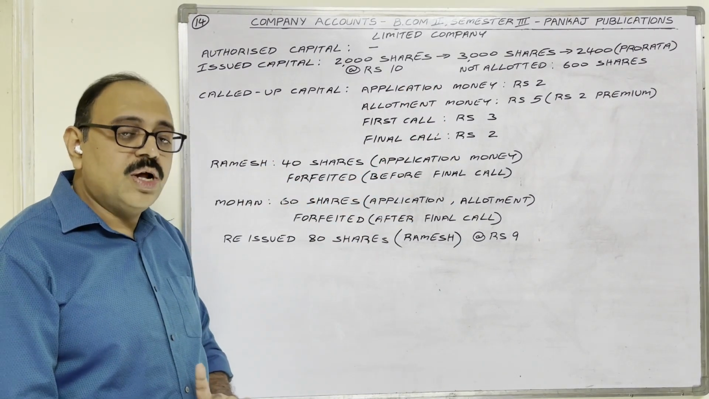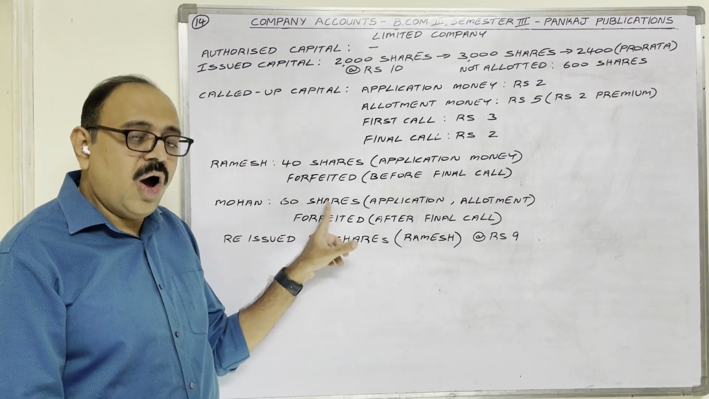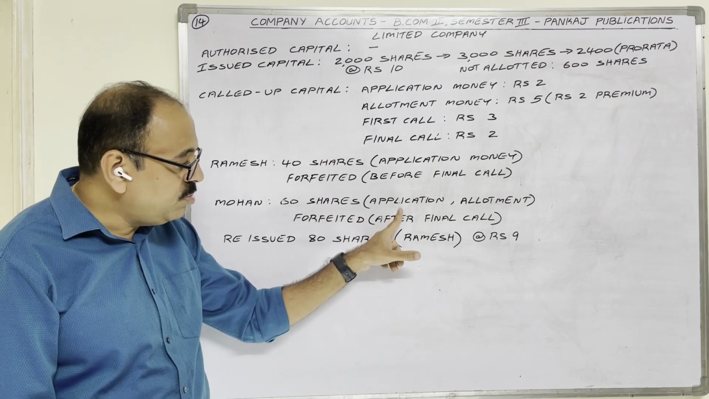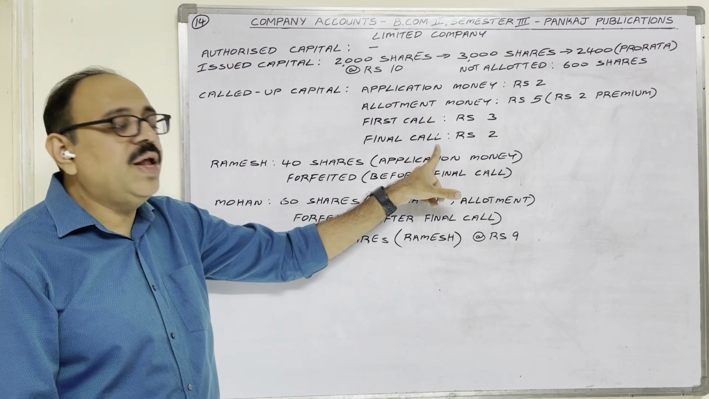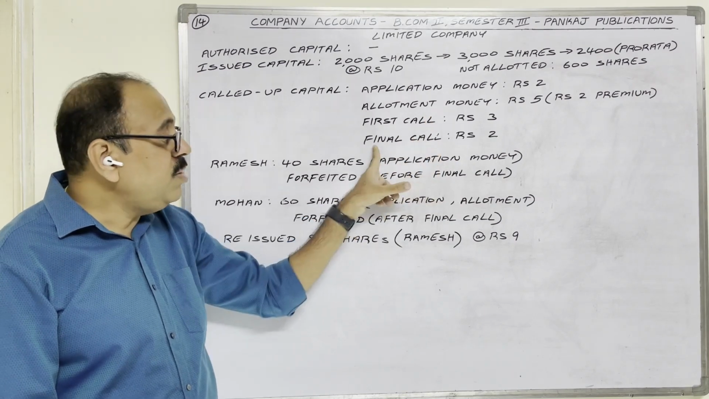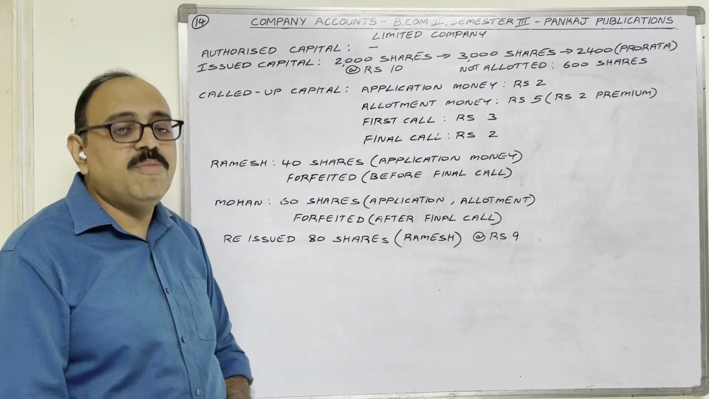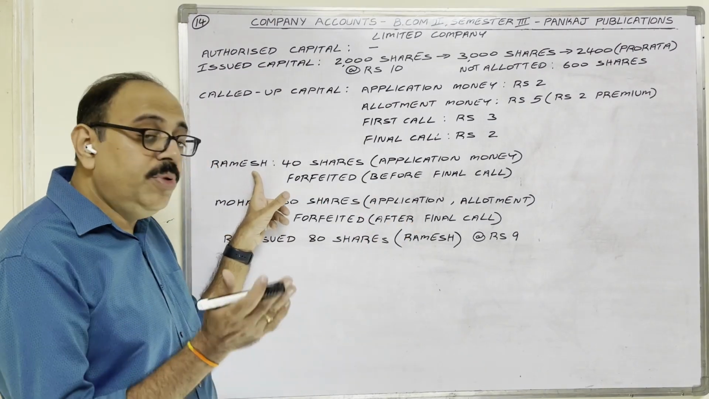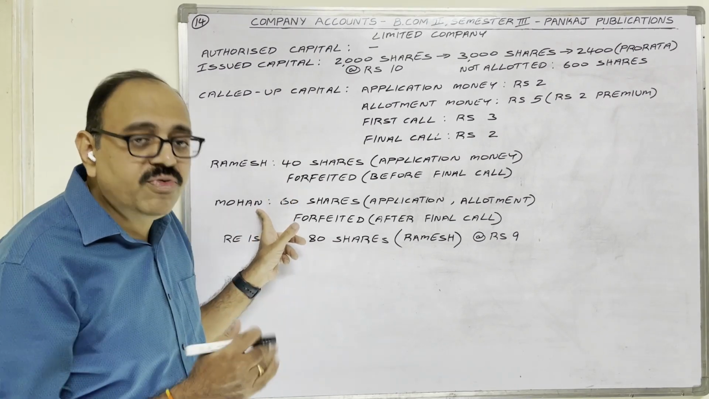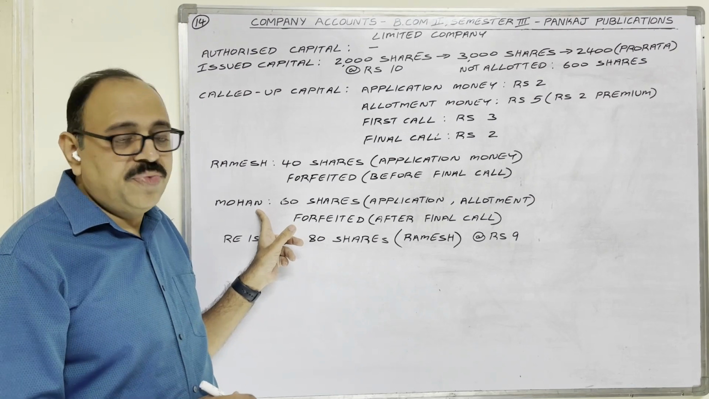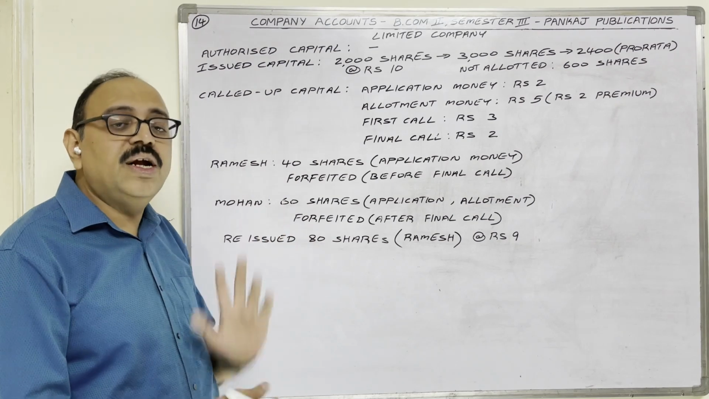Next, Mohan, another shareholder, is holding 60 shares. On these shares he paid application money and allotment money. He failed to pay the first call and final call amounts, and after making the final call, his shares are also forfeited by the company. So Ramesh's shares were forfeited before the final call, and Mohan's shares after the final call. Total how many shares are forfeited? 40 plus 60, 100 shares.